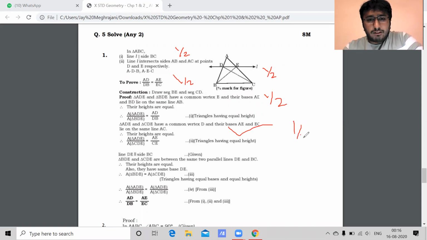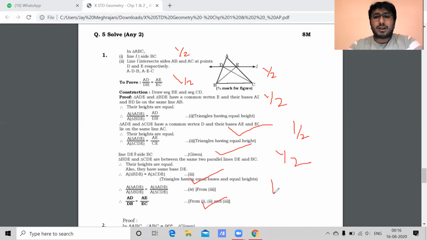First step will give you half marks. Second step will give you another half marks. And third and fourth step, if you have done correctly, you'll be getting total 1 mark. So this theorem will come for 4 marks.